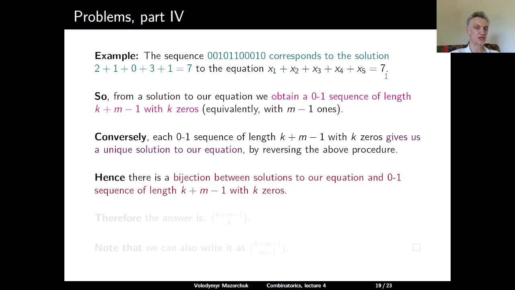Hence, there is a bijection between solutions to our equation and 0, 1 sequences of length k plus m minus 1 with k zeros. So the answer to the problem is k plus m minus 1, choose k. Or equivalently, we can write it as k plus m minus 1, choose m minus 1. So this is the number of non-negative integer solutions to that equation.